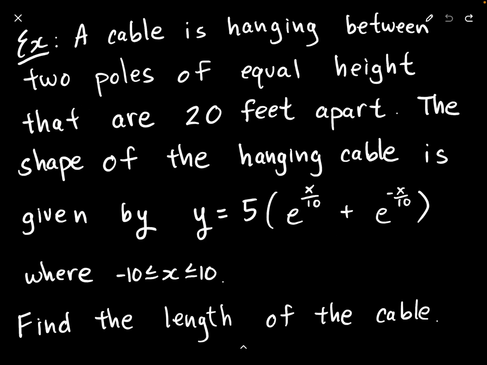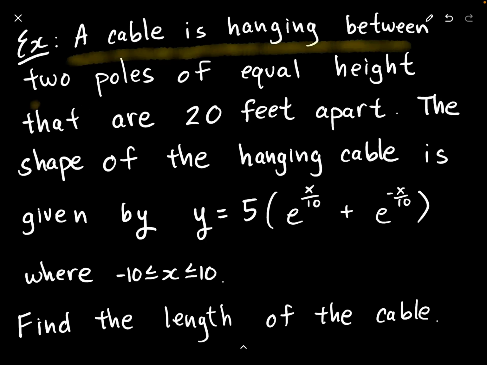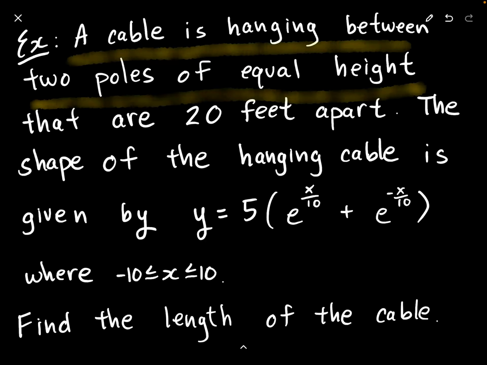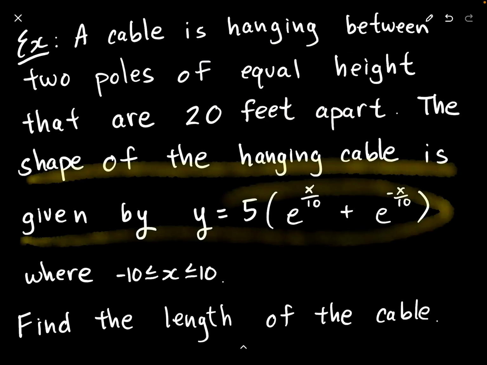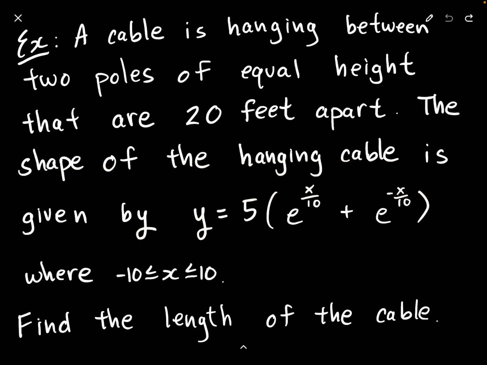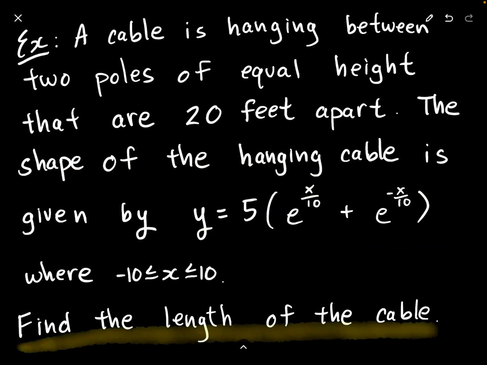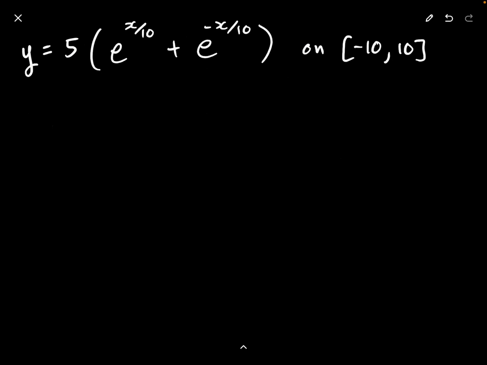In the next example, a cable is hanging between 2 poles of equal height that are 20 feet apart. The shape of the hanging cable is a catenary and is given by this function. Y is equal to 5 times e to the x over 10 plus e to the minus x over 10, where x is between minus 10 and 10. And the question is to find the length of the cable. So we can use the arc length formula and integrate from minus 10 to 10.